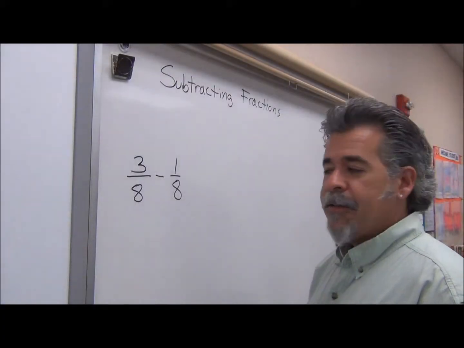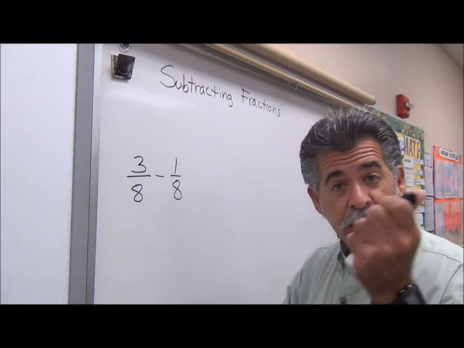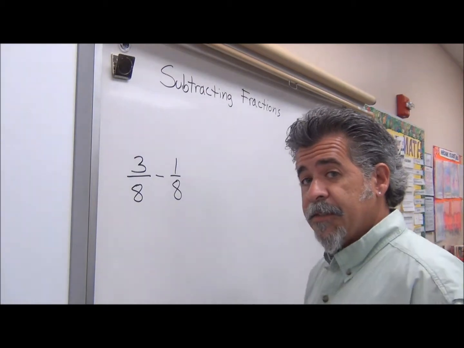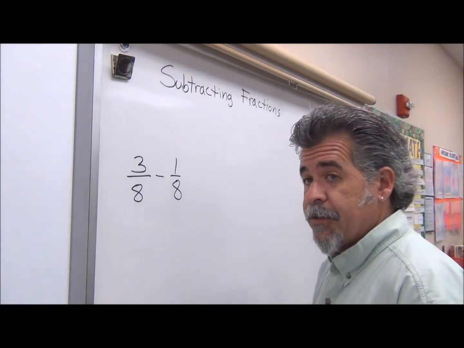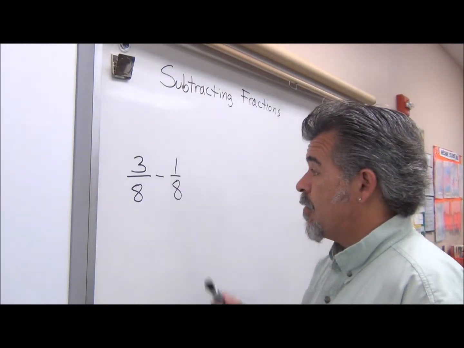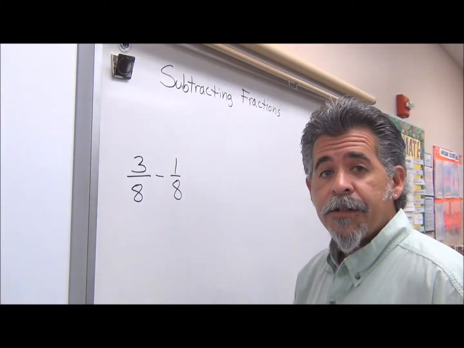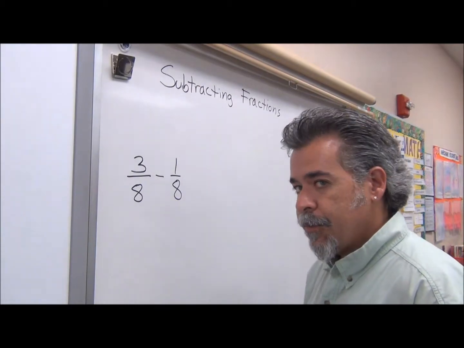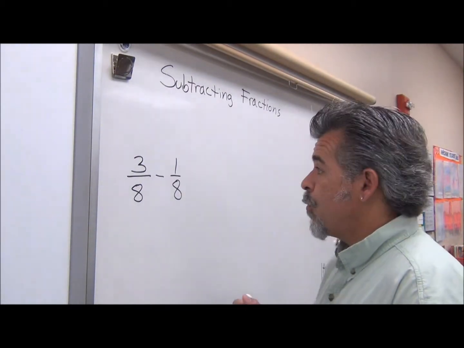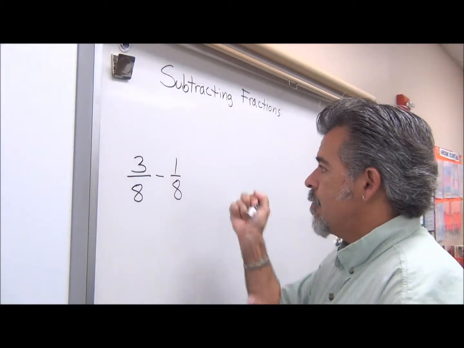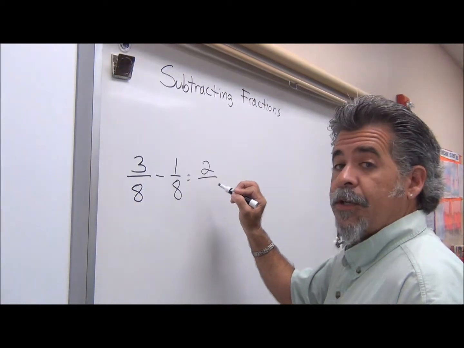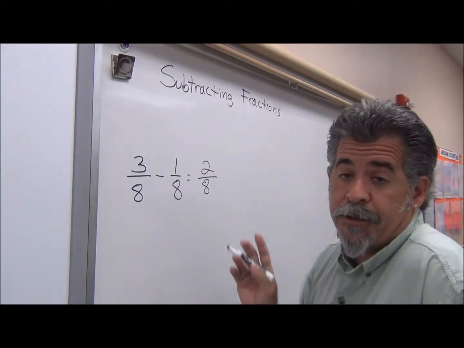Hello, welcome back. Today we're going to practice subtracting fractions. We're going to start off with the very basic, easiest type of subtracting of fractions. Over here you have 3/8 minus 1/8. You have common denominators already, which is what you need in order to subtract fractions. All you do is you subtract your numerators, 3 and 1. 3 minus 1 is 2. Then you have your denominator of 8. The denominator stays the same.